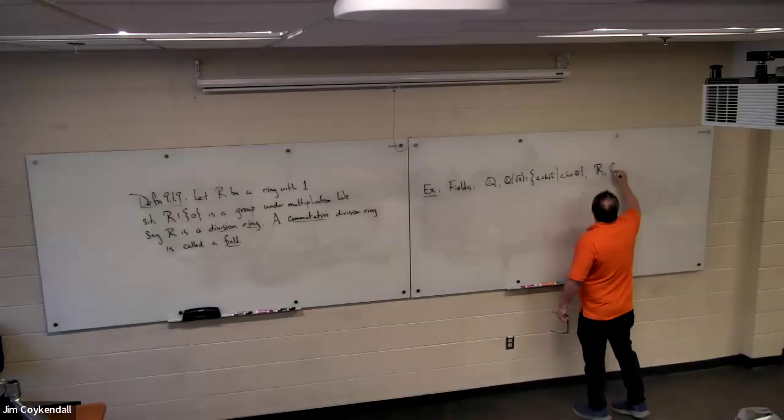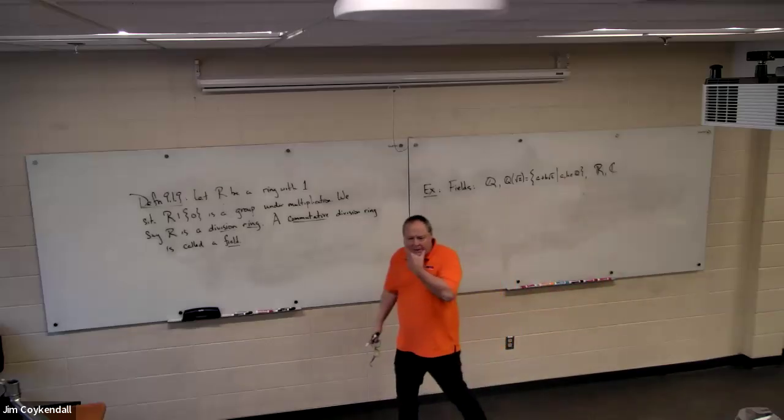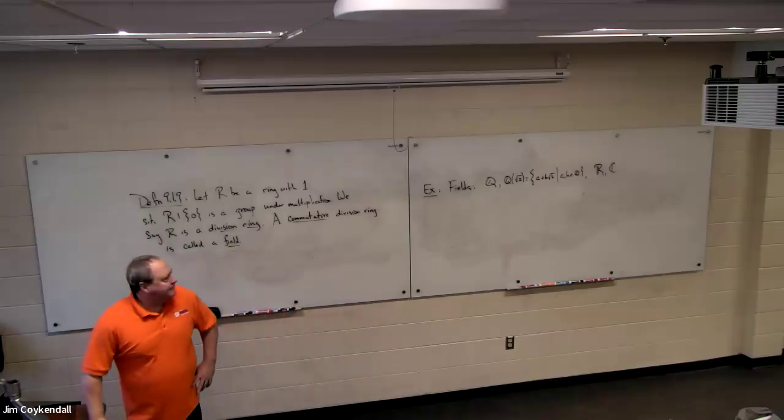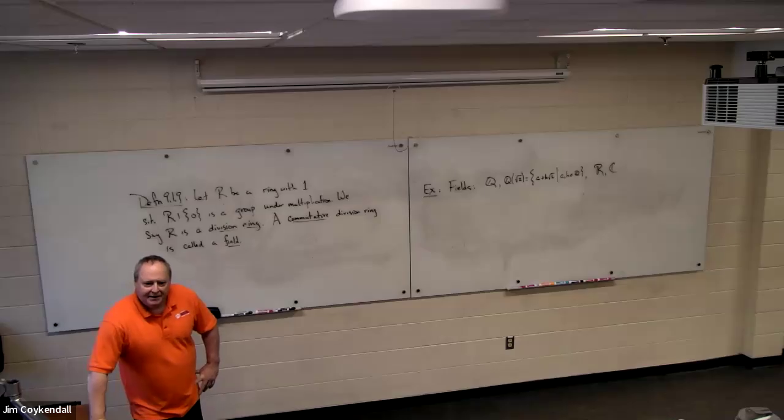Reals, the complex numbers, these are all examples of fields that you probably encountered at some point in your travels. All of these are infinite. You probably know what a finite field is. Z mod P. Right.